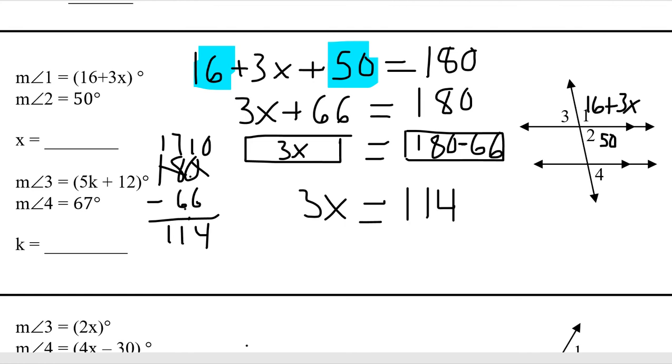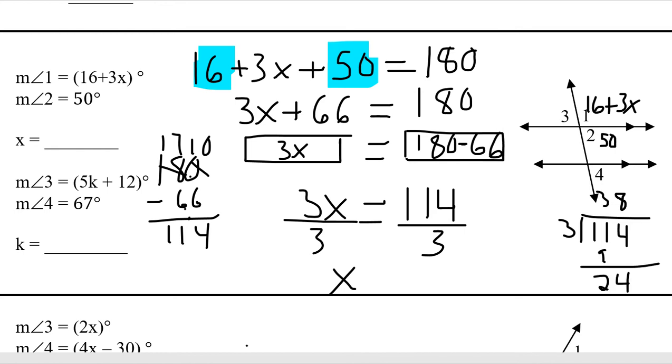I don't know which number multiplied by 3 is 114. So I'm going to go off to the side again, and I'm going to say which number times 3 is 114. Or you're going to do the inverse operation of multiplying by 3. You're going to divide both sides by 3. You're saying 114 divided by 3. 3 goes into 11 3 times. Bring down the 4, and 3 goes into 24 8 times. So this is our answer here.